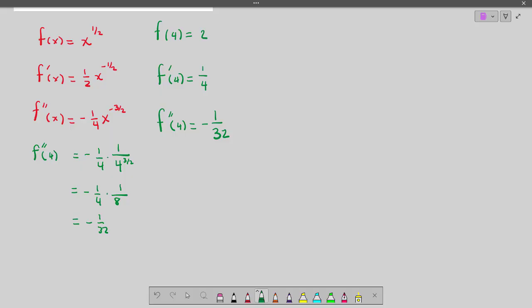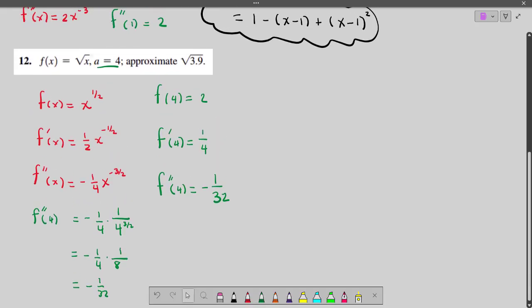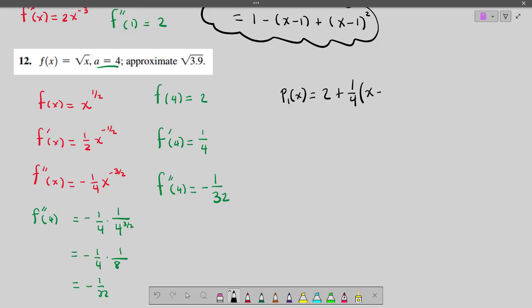All right, so now we can build our polynomials. So P sub 1 of x is going to be f of a, 2, plus f prime of a multiplied by x minus a. So a in this case is 4, so f of a is f of 4.